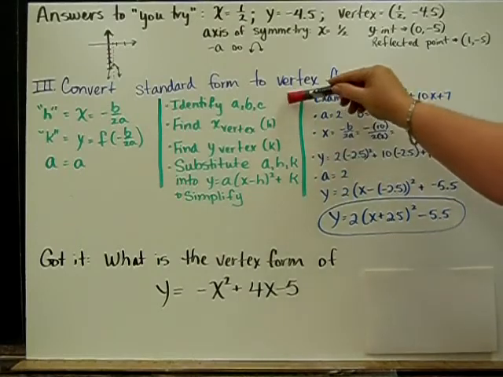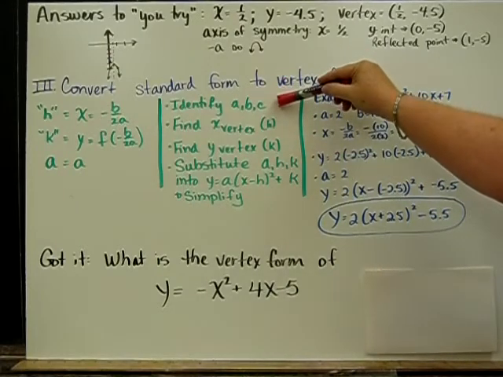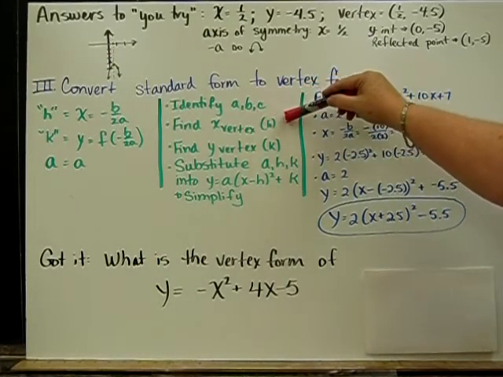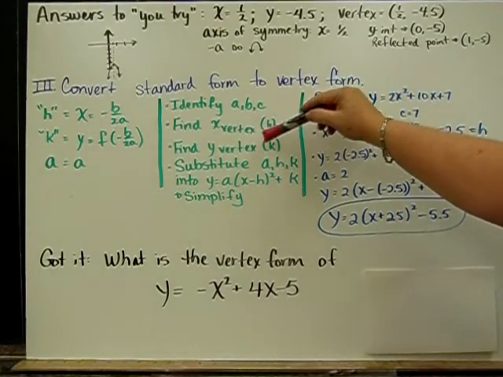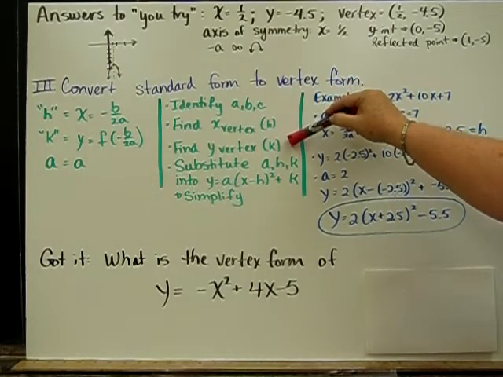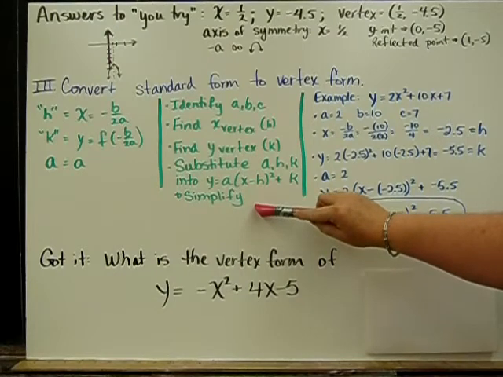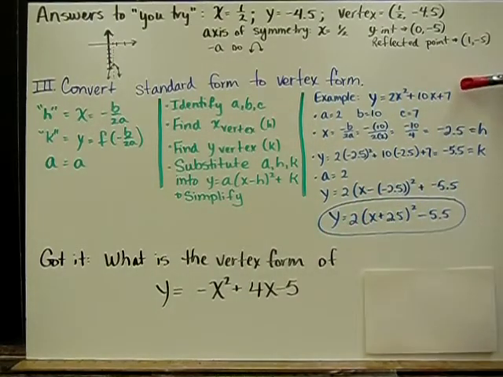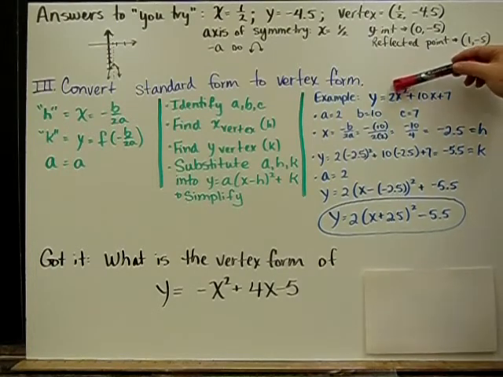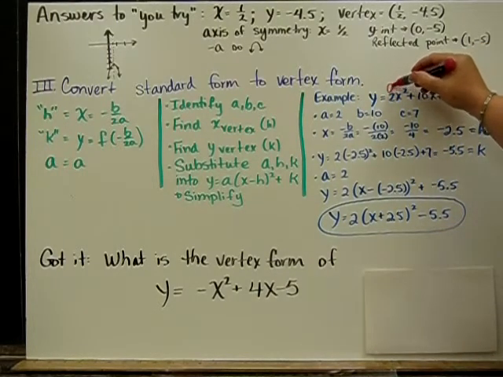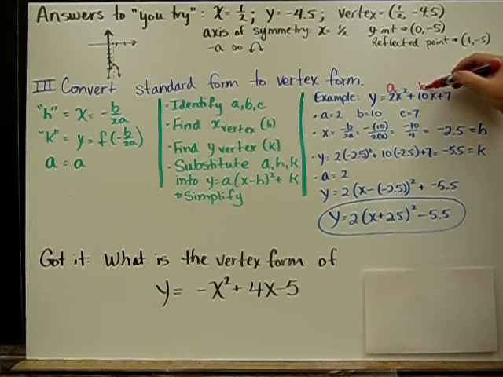So here's the steps that you need to follow. Identify a, b, and c. Find the x of your vertex, which is your h. Find the y of your vertex, which is your k. Substitute a, h, and k into the vertex form, and then simplify if necessary. So here's our example. We have y equals 2x squared plus 10x plus 7. a is 2, b is 10, and c is 7. And here we wrote them down so we wouldn't forget.